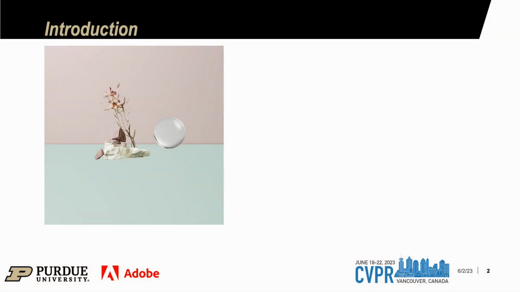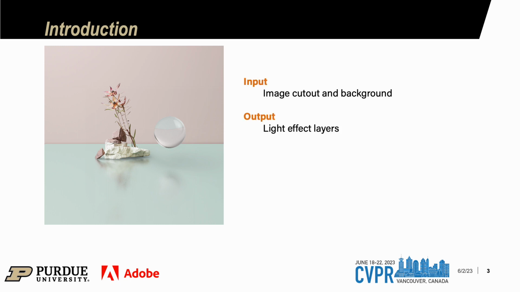We propose PixHt-Lab, a light effect generation framework for image compositing. We assume the input is the image cutout and the background image. The outputs are the rendered light effect layers, including the reflection layer, the refraction layer and the soft shadow layer. Those layers can be used for the final image compositing to make the image compositing more realistic.